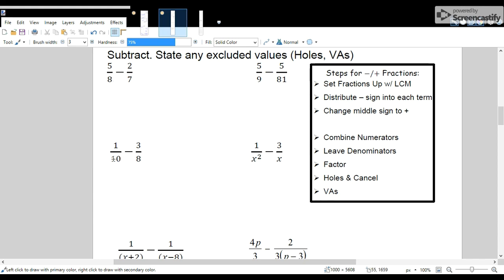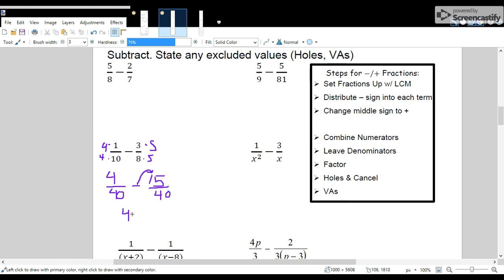So the LCM of 10 and 8 would be 40. Well, to get 40, you multiply 10 by 4 and 8 by 5. So after you set up the fractions, you should get 4 over 40 minus 15 over 40. The next step, distribute the negative sign into each term. So negative 1 times 15 would be negative 15.